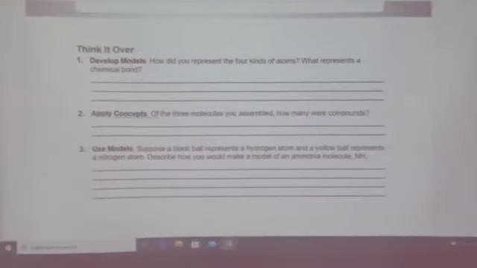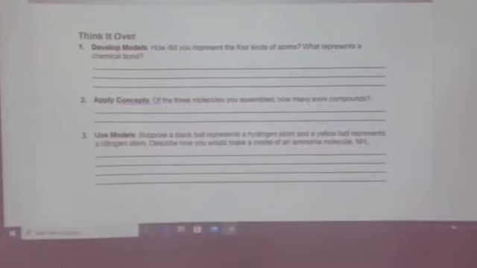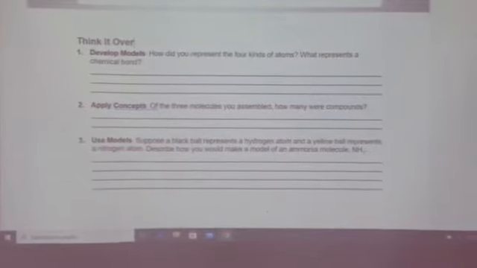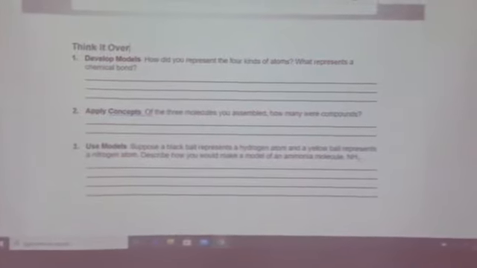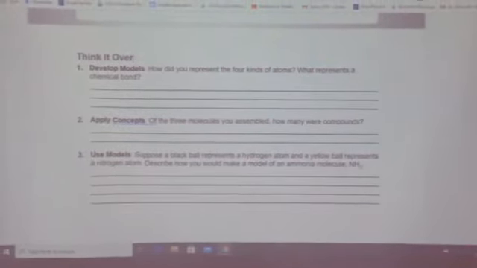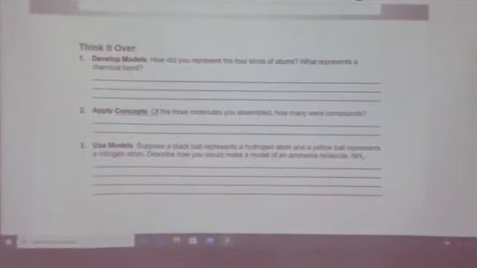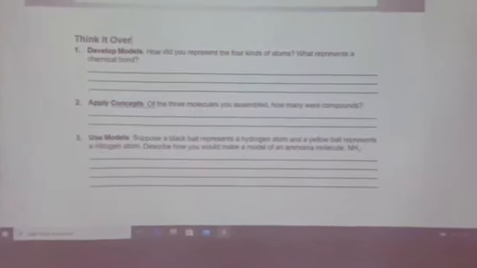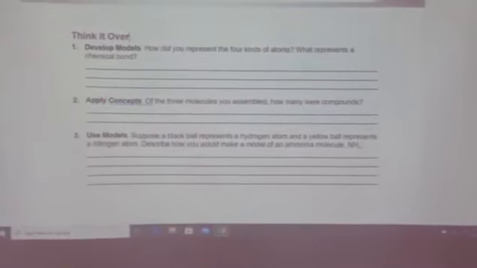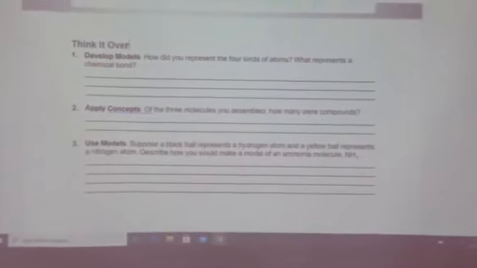Awesome. All right, everybody, now that we've made our models representing atoms and how they can come together to form compounds and molecules, we're going to do the think it over questions. The first one says, develop models. How did you represent the 4 kinds of atoms? What represents a chemical bond? Now, you don't know what a chemical bond is, but it holds the atoms together. So what from our model would represent our atoms, and what from our model would represent the bond that holds them together? So you're going to write that in a nice complete sentence for us.